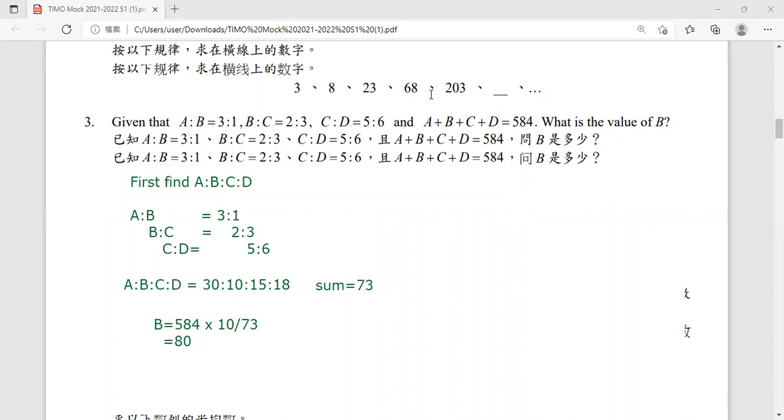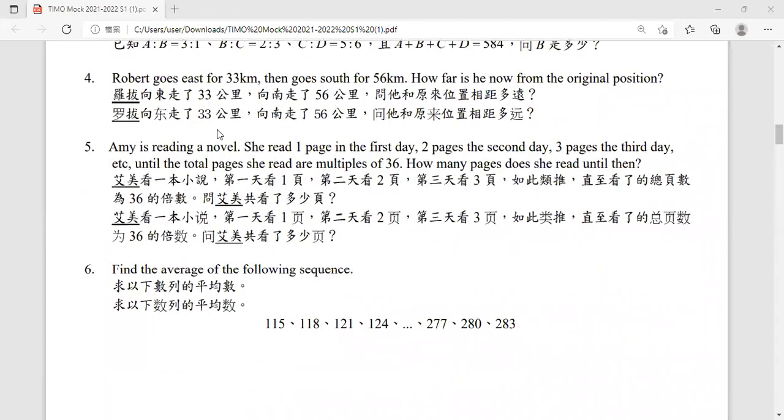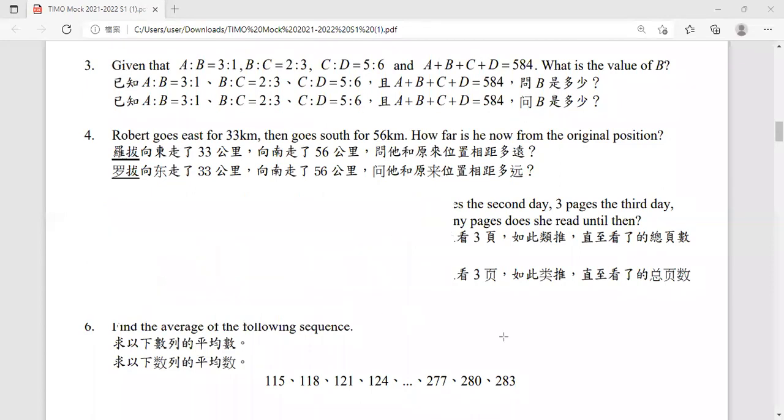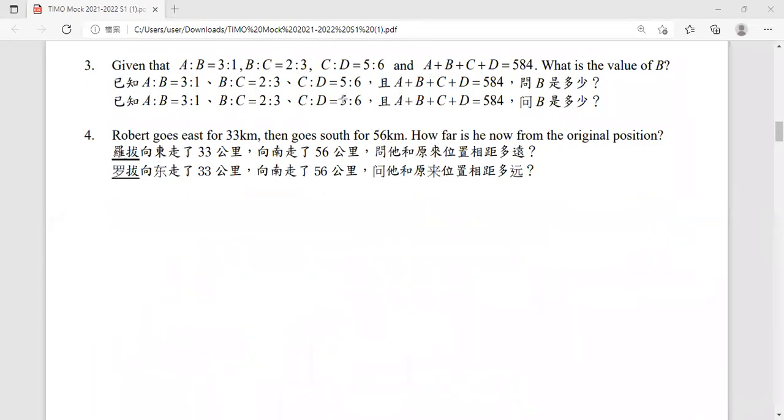Okay. Any questions? Okay. Next one. Now, this one maybe for those who are in the second one, maybe some of you don't know how to do this question, but actually it's fairly simple. Now you go east for 33 kilometers and south for 56 kilometers. So you have to find this distance.